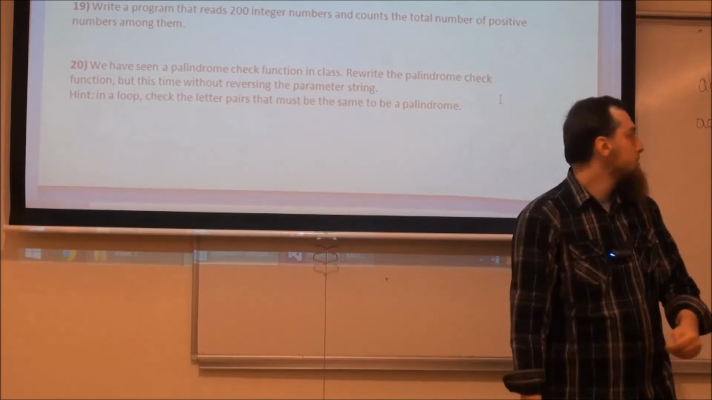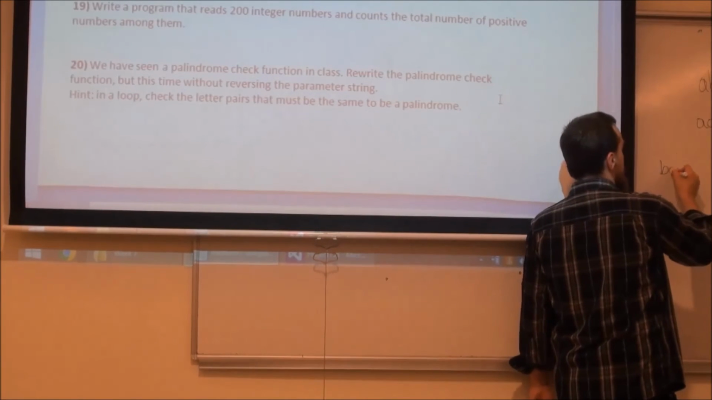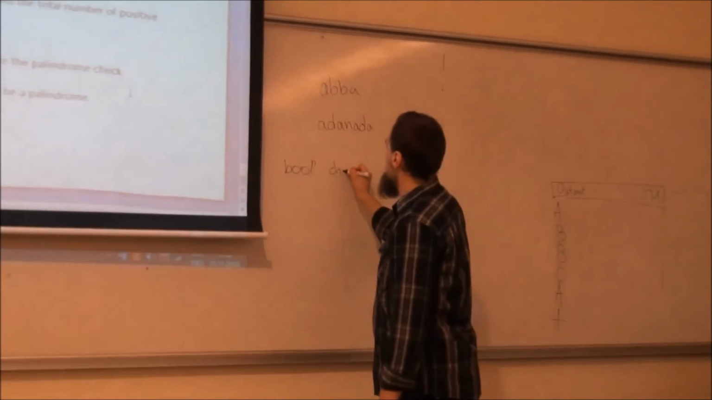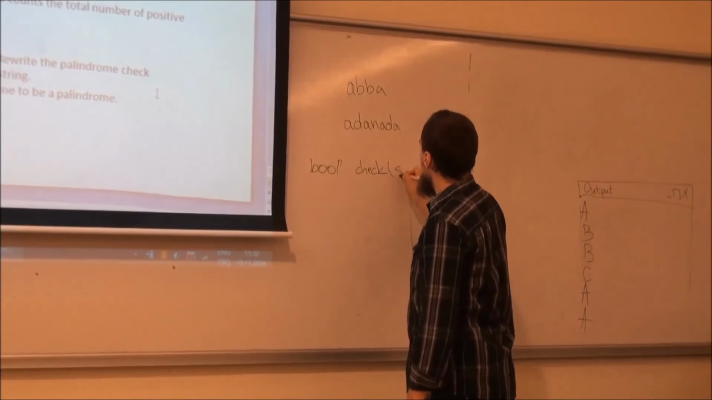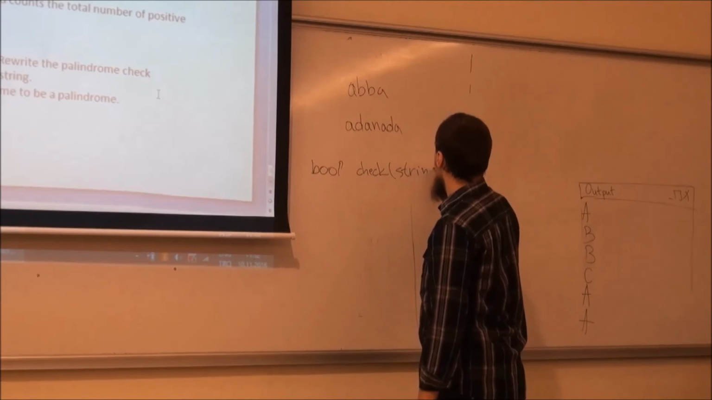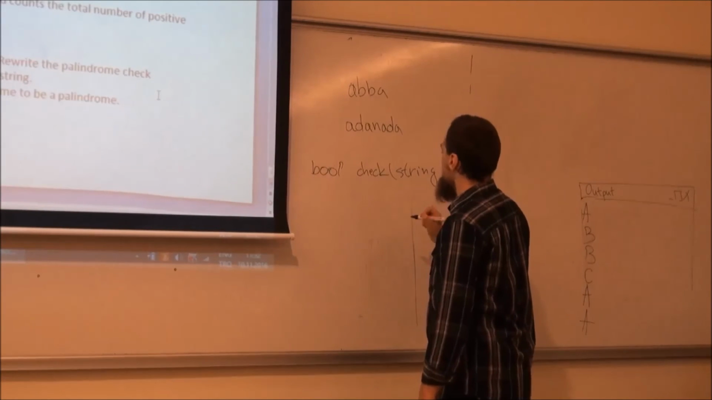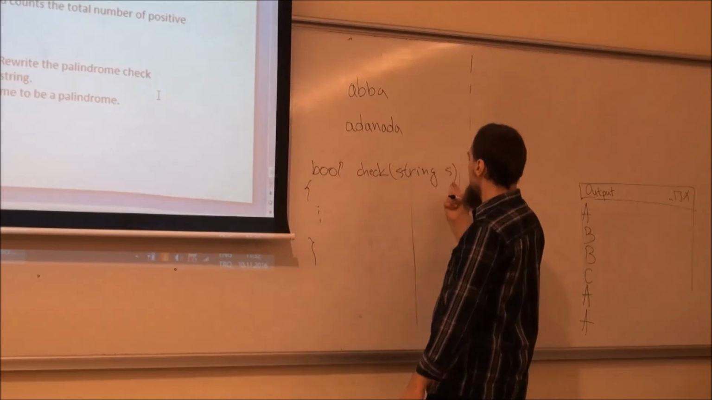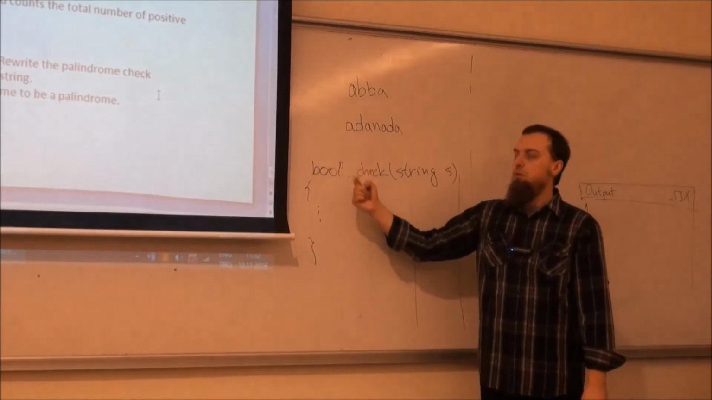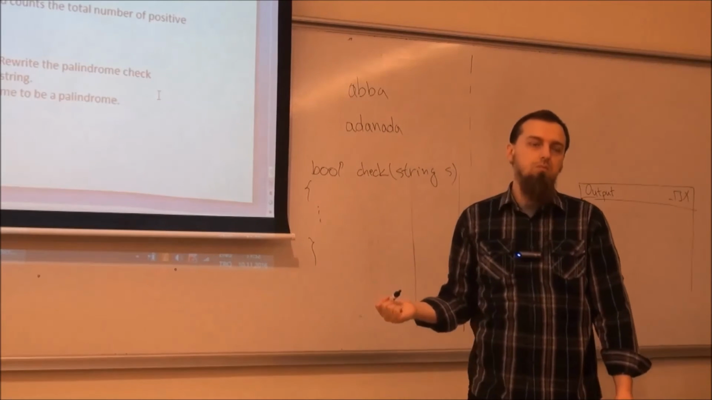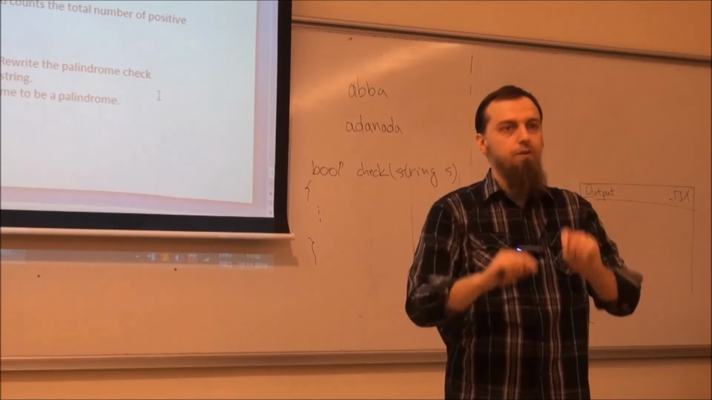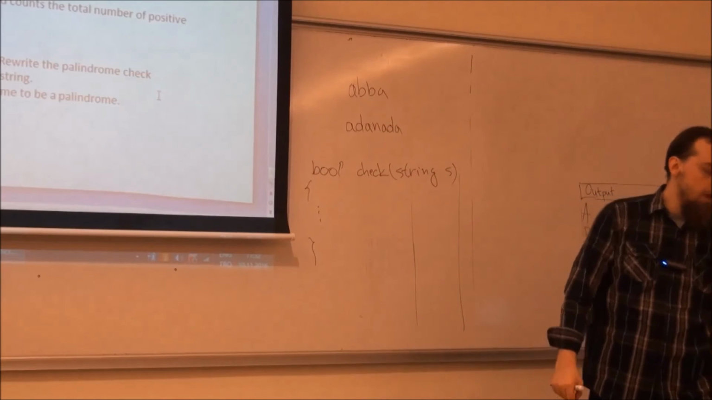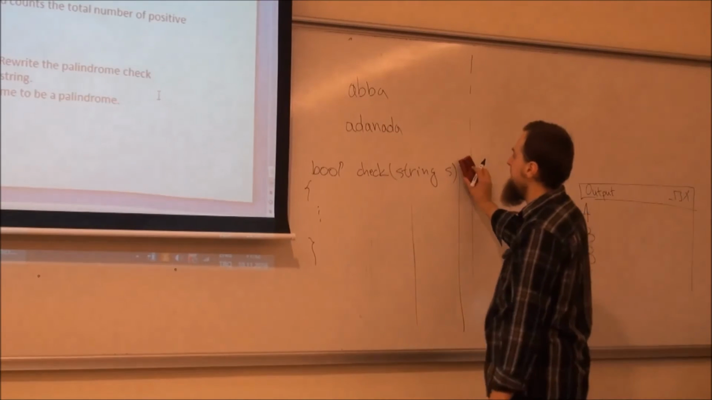Okay? So for instance, you can write something like this, bool. The name of the function might be check. And you take the string as a parameter. And you return either true if this is a palindrome, or false if it's not a palindrome. Well, this is a function, not a program, only a function. Can you do it? I'll give you like 10 minutes to do it yourself.